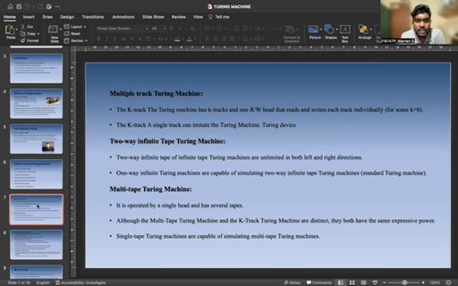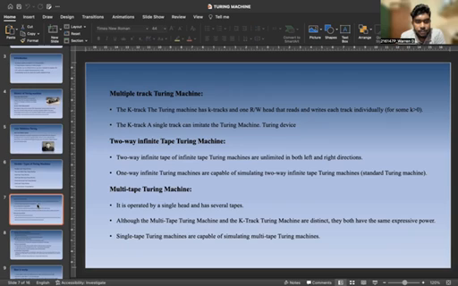Next one is the two-way infinite tape Turing machine, which means the tape is unlimited in both left and right directions. One-way infinite Turing machines are capable of simulating a two-way infinite tape Turing machine. This is a standard Turing machine.